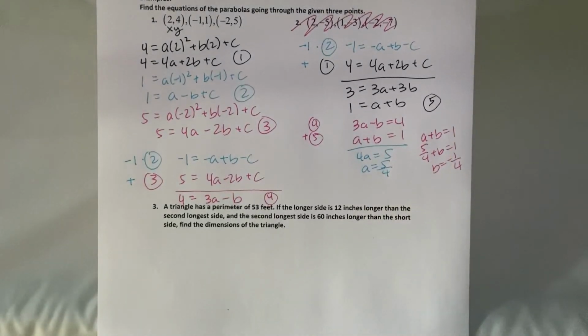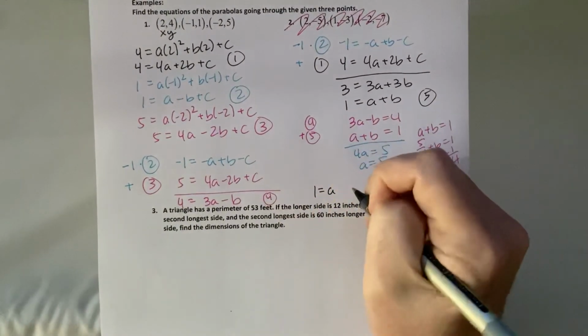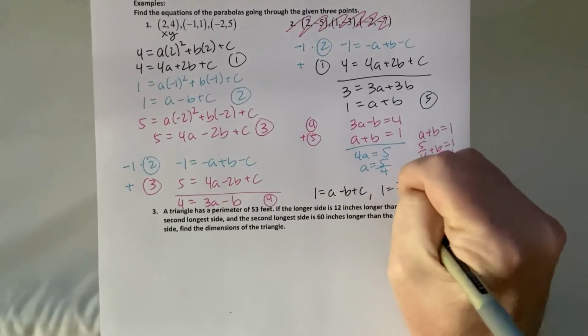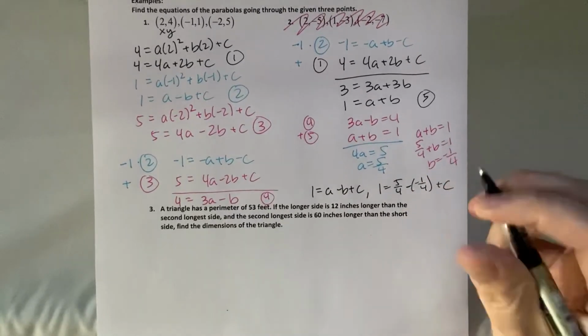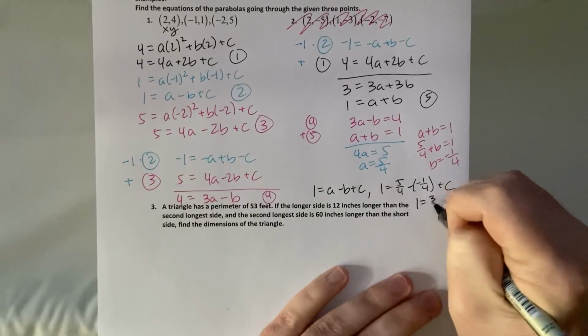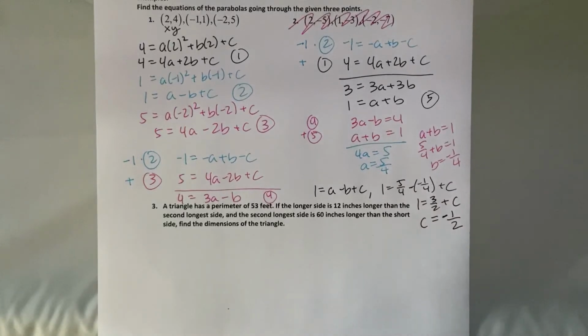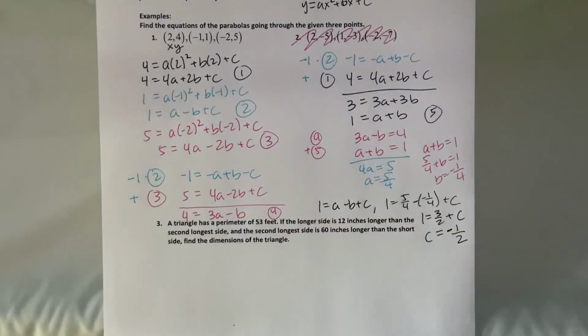And once I have those two, I can plug them back in to get c. We know that a minus b plus c was 1 from the original equation up here, which means 1 equals 5/4 minus negative 1/4 plus c. That's 5/4 plus 1/4. That's 6/4, or 3/2. Subtract the 3/2, you get c is negative 1/2. Now, this isn't an ordered pair like the other ones. These are the a, b, and c in your parabola. So you need to substitute the values in to get the parabola.